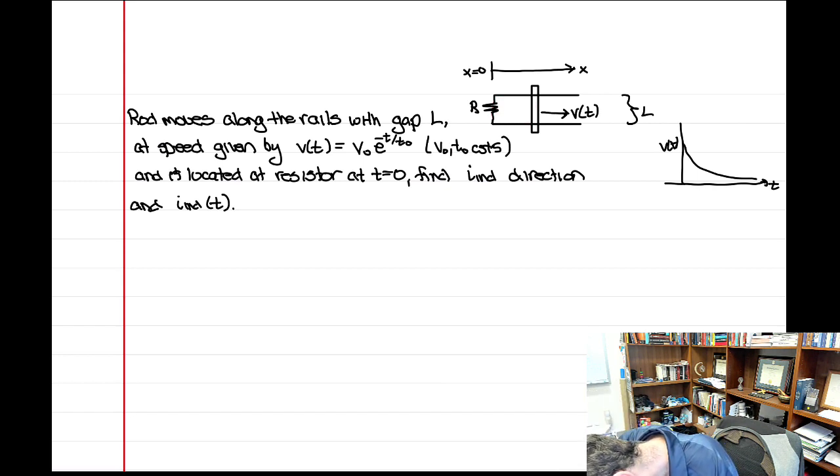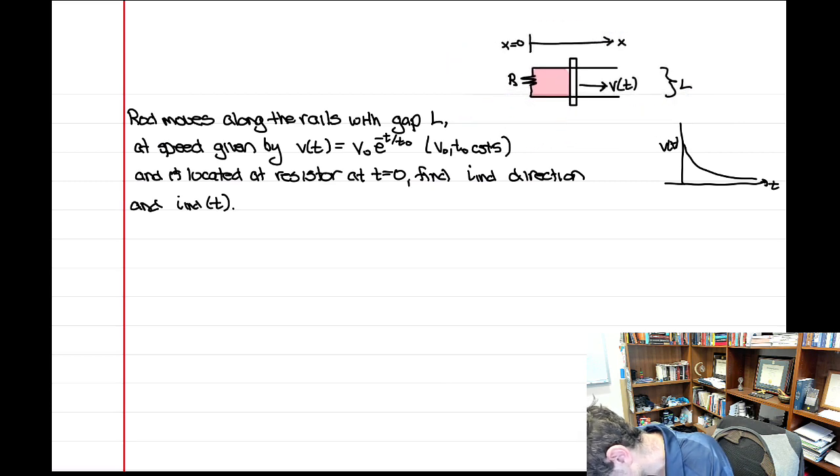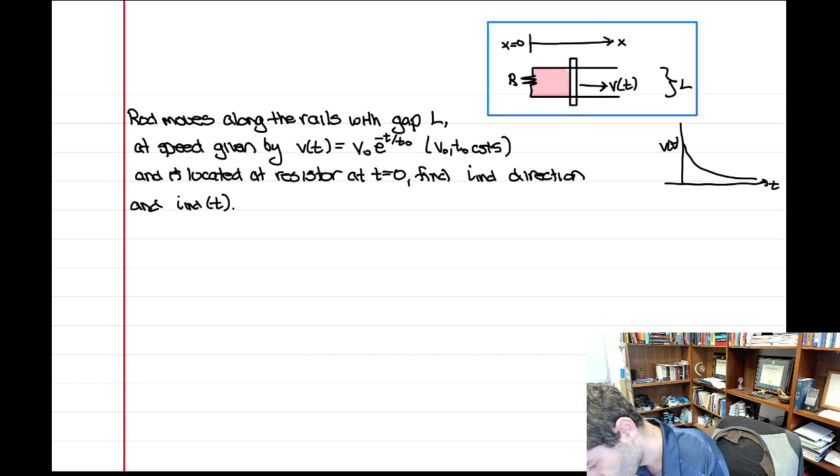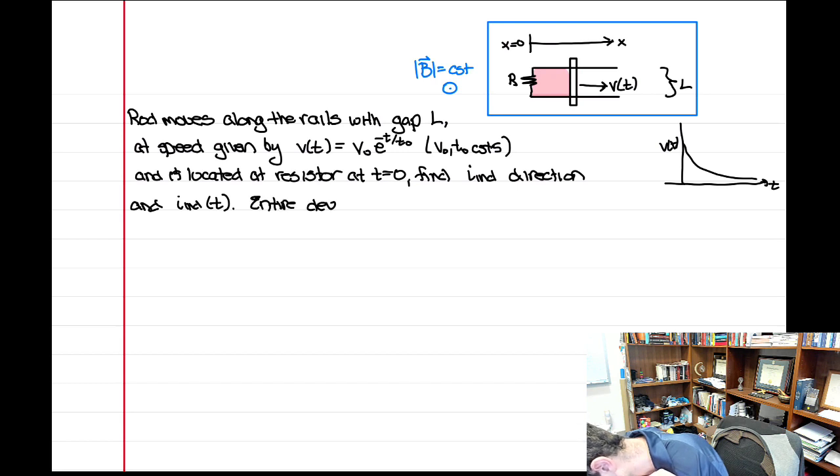So if I make that kind of my region, let's put the entire thing in a magnetic field so that this isn't a complete waste of time. So let's have the entire region in a magnetic field. So B is a constant in this region, and we can also point it out of the page. So we can say the entire device is in a uniform magnetic field.